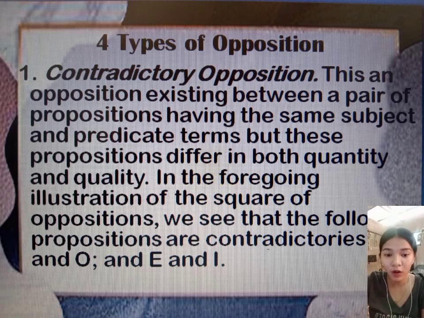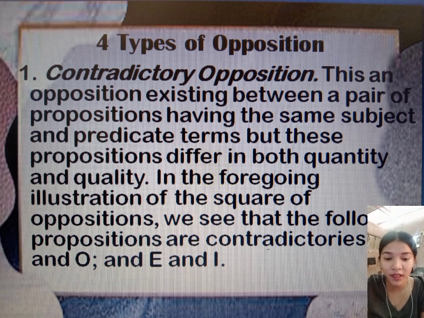So the A is all dogs are animals. So true. The O is some dogs are not animals. So false. The E, no women are married. So false. And the I is some women are married. So true. Thus, ang isa true, ang isa false, and vice versa.